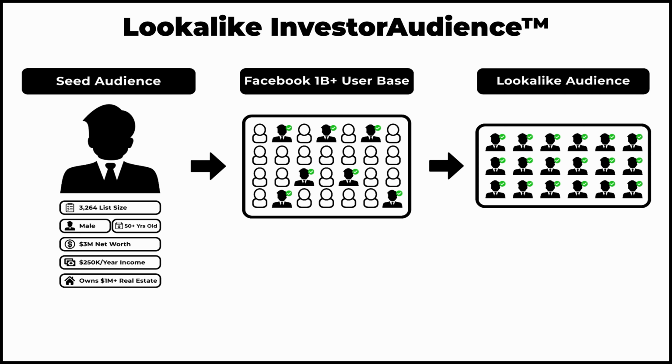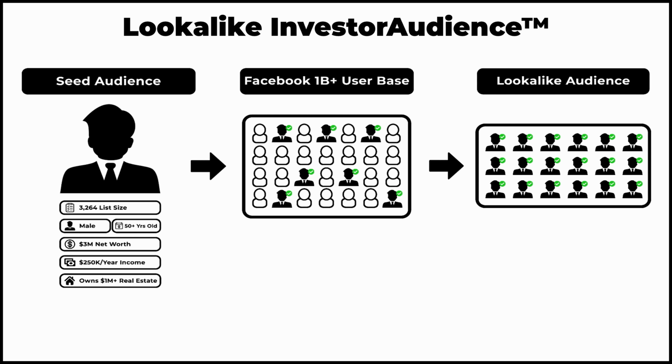So that's pretty advanced, but now I think this will help you out in understanding this a lot better. So here's an example scenario that breaks down our proprietary lookalike investor audience modeling process. In step number 1, we build a clean seed audience of around 3,264 data profiles with specific custom curated attributes, including the person being a male, the person being 50 plus years old, they have a $3 million plus net worth, they have a $250,000 per year income, and they all own at least $1 million plus in multifamily real estate.